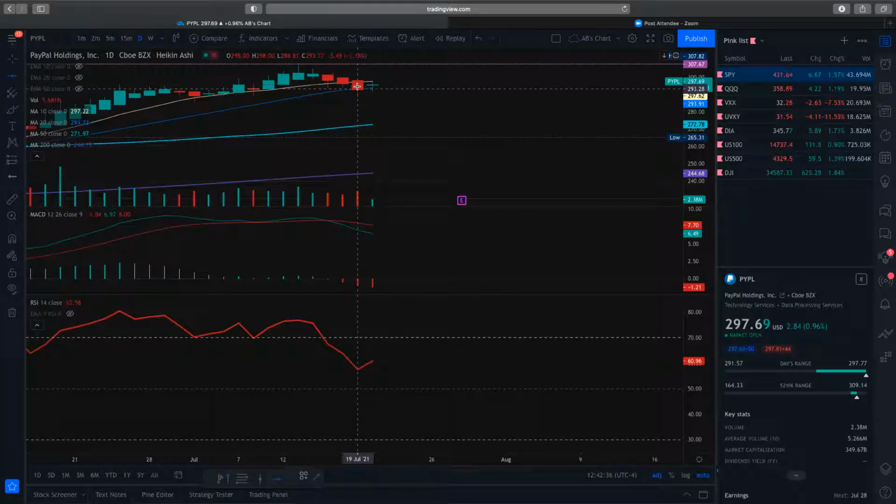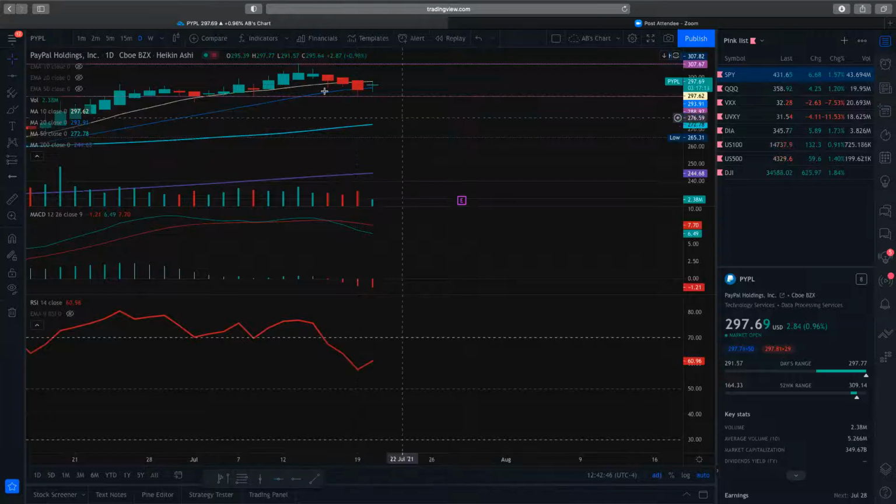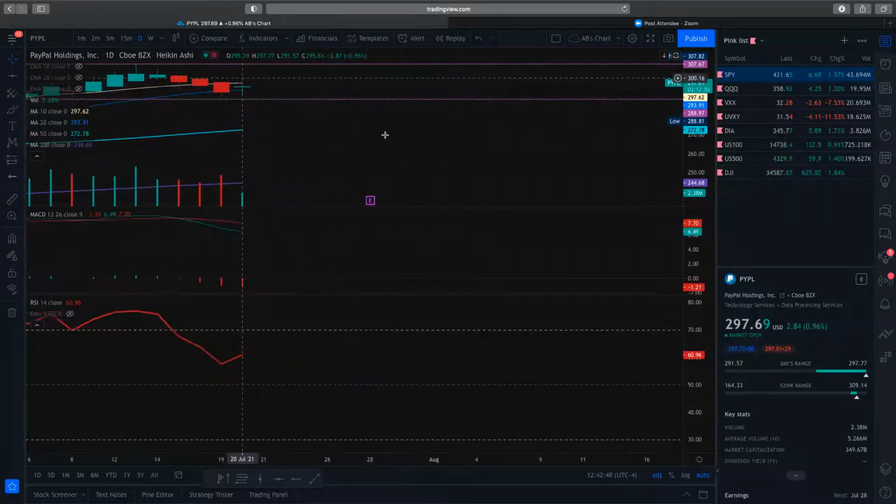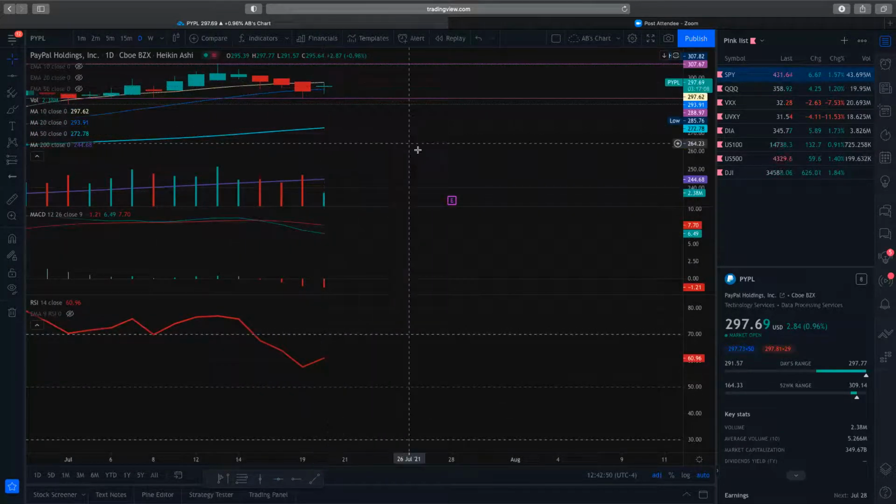Here, this low here, what is that? 288, and then over here, 289, over here, 285. So for now, we can say this 288 is our level to watch, which we're hopefully going to bounce off of. I don't know. We'll see what happens with the Nasdaq. I still think it's a little hot, but let's see.